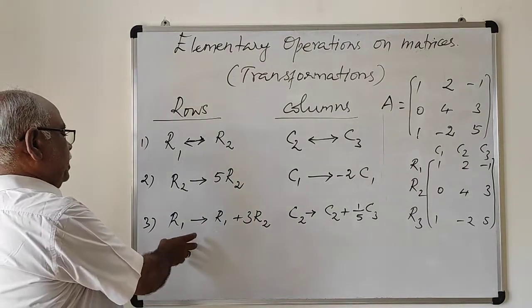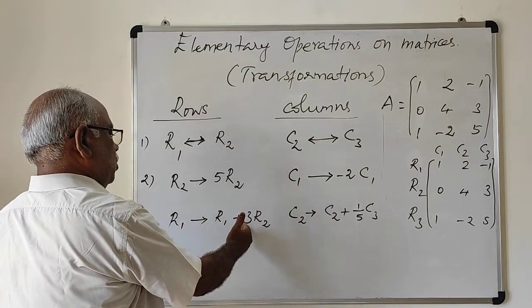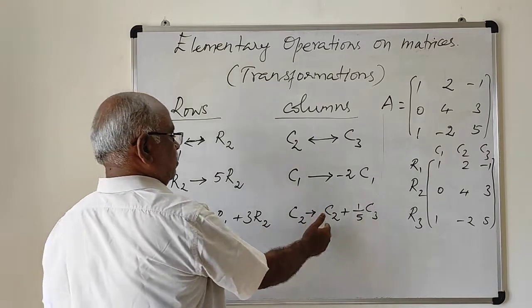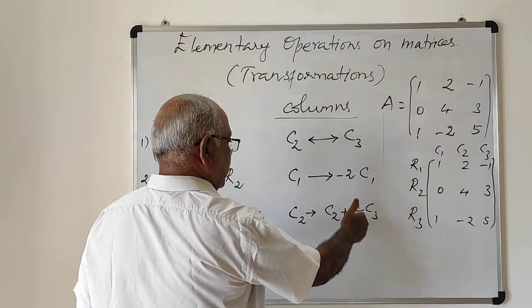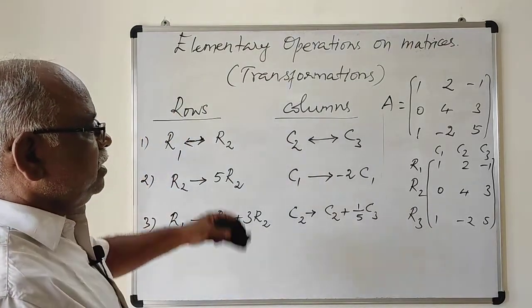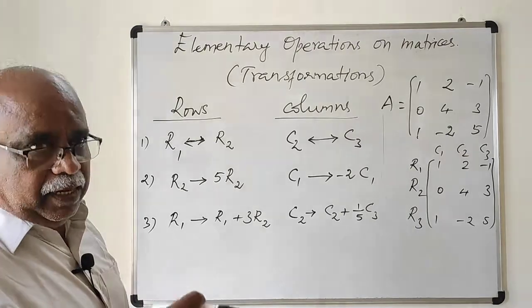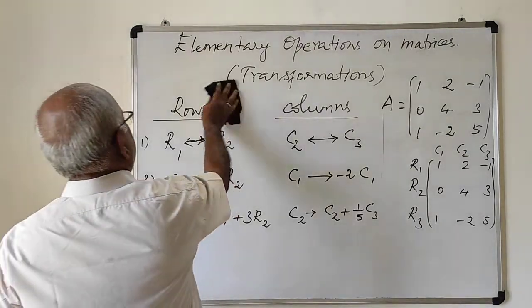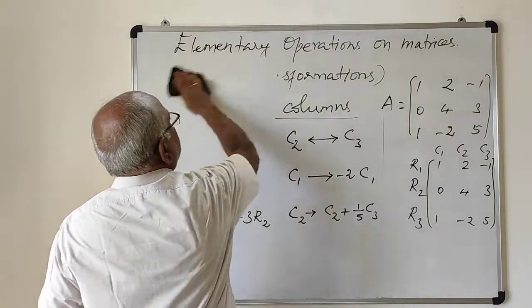And the third operation is that the elements of a row are added to the elements of any other row after multiplying by a non-zero number. Similarly, the elements of a column are added to the elements of another column after multiplying by a non-zero number. Using these operations, we are going to introduce another topic, that is, invertible matrices.